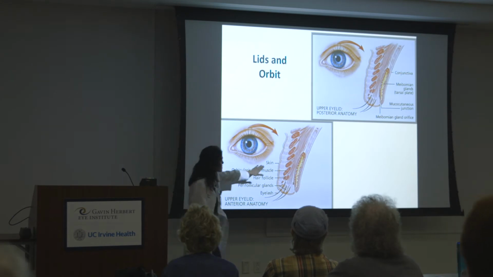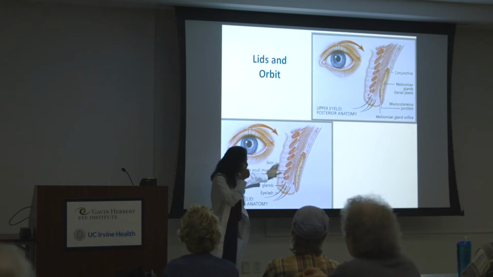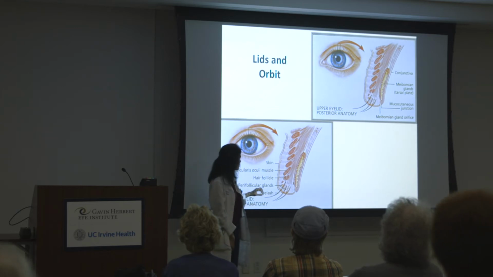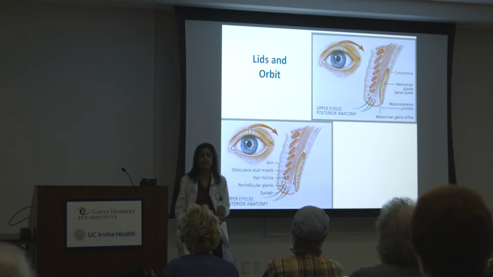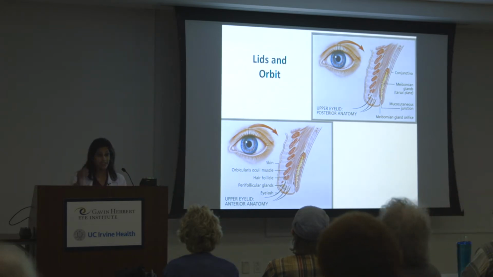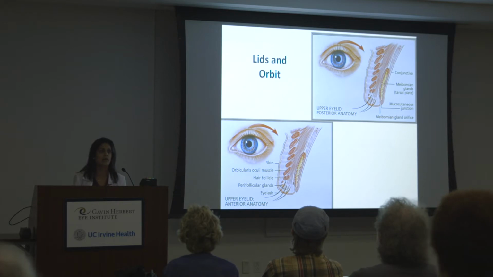But this part right here is the front, the skin, and then when we lift the eyelid up, this is how the back surface of the eyelid looks. There's basically a bunch of glands in the eyelid itself, and those glands produce tears for our eyes. So every time we blink, we're lubricating the front of our eye, and those glands are responsible for doing that.